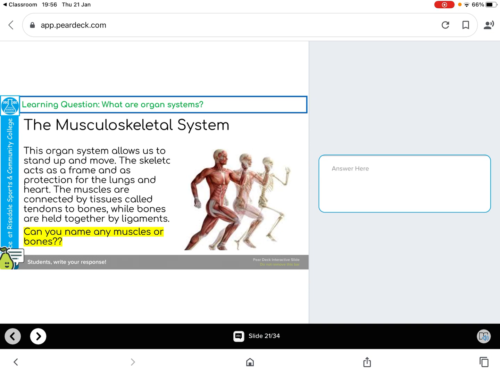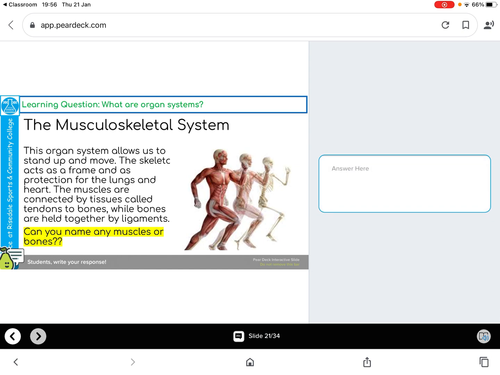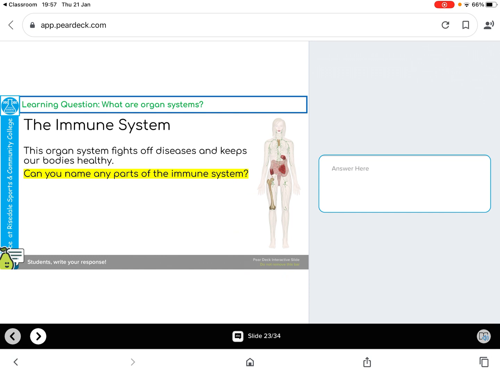And then we have the musculoskeletal system, which is your muscles and skeleton. And this is what allows us to stand up and move, and it supports us and it protects our vital organs. And it's got lots of parts to it, like muscles, tendons, bones, ligaments. Okay? And we'll learn about the skeleton in more detail in the future.